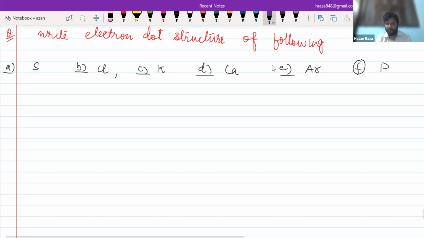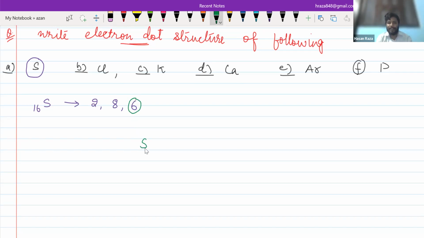See, I'm going to explain the first one. Can you tell me the atomic number of sulfur? You have to remember from 1 to 20. Okay, Azaan. So sulfur has the atomic number 16. So in the first shell, it will have 2 electrons, in the second shell 8, and then 6. And this electron dot structure is the representation of valence electrons. You can see the valence electrons of sulfur is 6. So you are going to represent it like this. So this is the electron dot structure of sulfur.